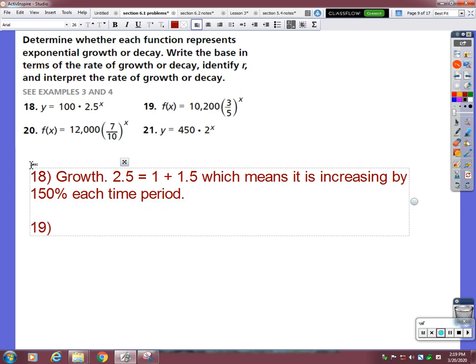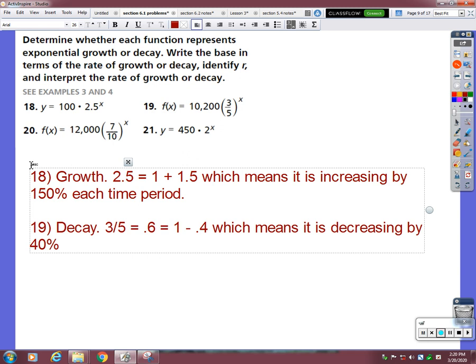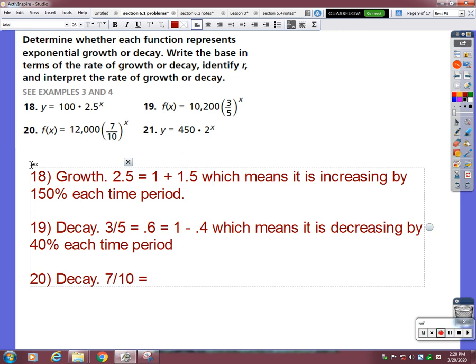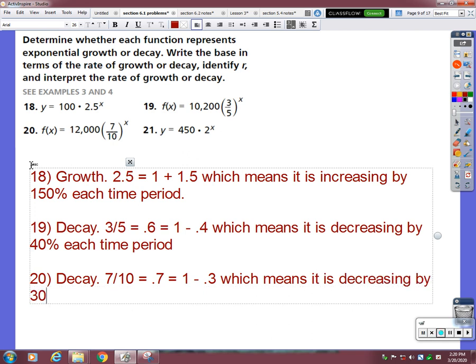Okay, number 19. That is decay because 3/5 is less than 1. So 3/5 is equal to 0.6, which equals 1 minus 0.4, which means it is decreasing by 40% each time period. Number 20. That is also decay because 7/10 is less than 1. So 7/10 equals 0.7. So that would be 1 minus 0.3, which means it is decreasing by 30% each time period.